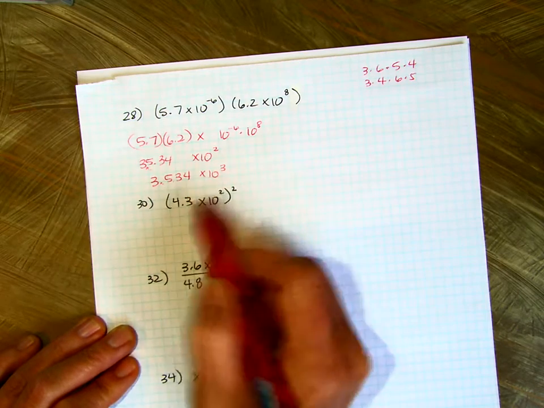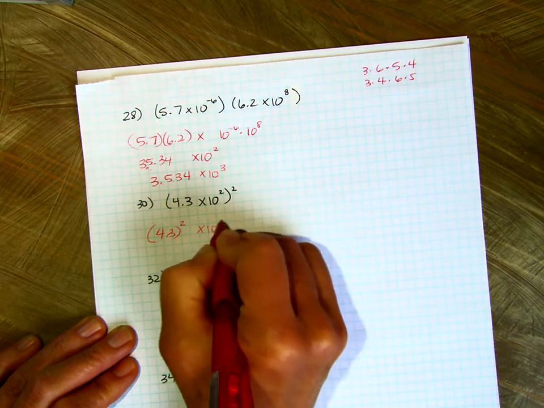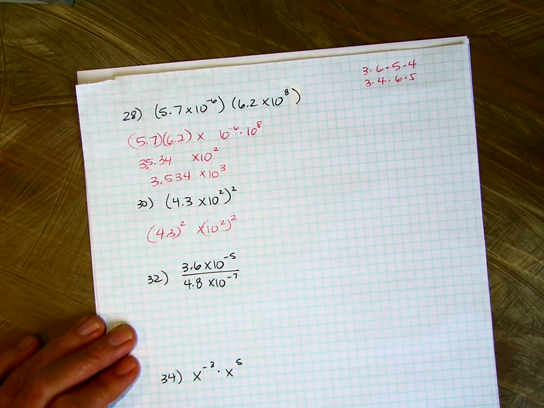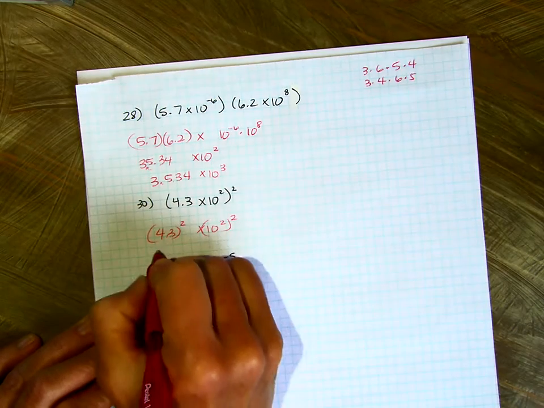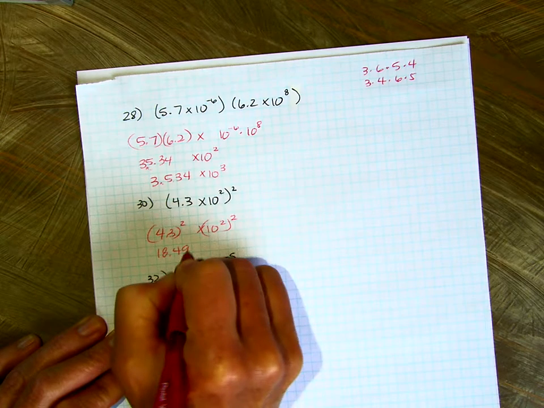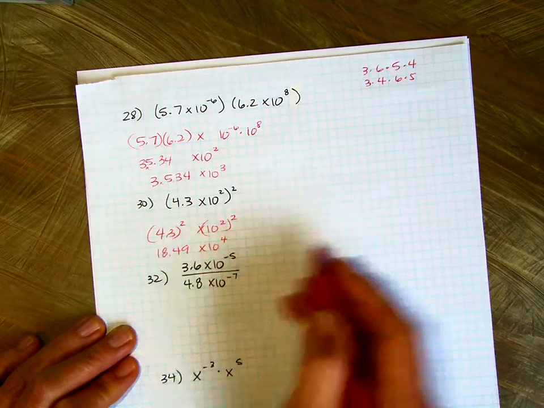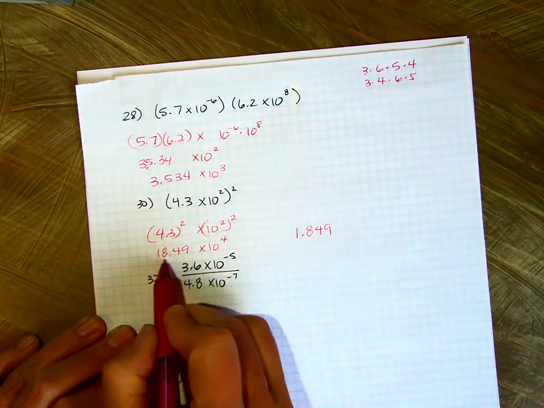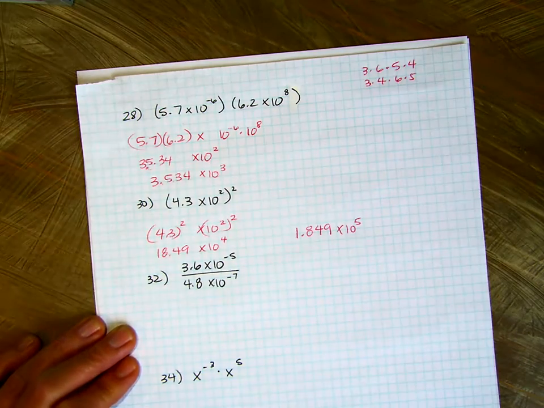What about the rules here? Remember, the squared belongs to the 4.3, and the squared belongs to the 10. So I'm going to square 4.3, and I get 18.49. And 2 times 2 is 4, 10 to the 4th. Again, I can't leave it like that. So 1.849. Again, I just made this smaller, so I have to compensate by telling the reader to move 1 more decimal point to the right.